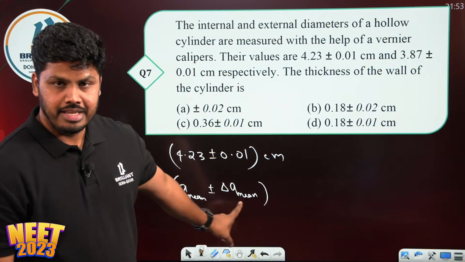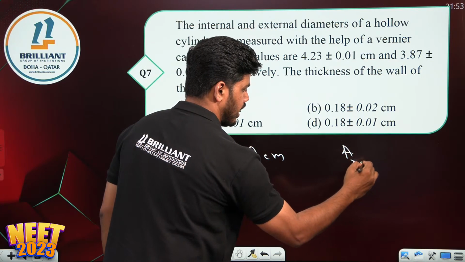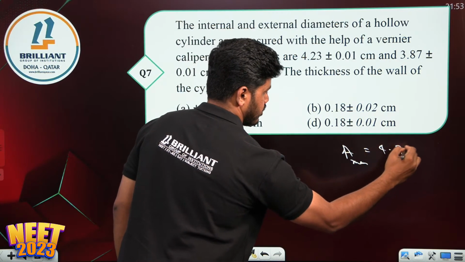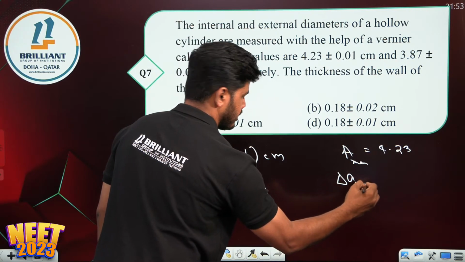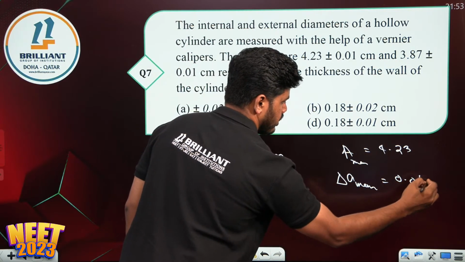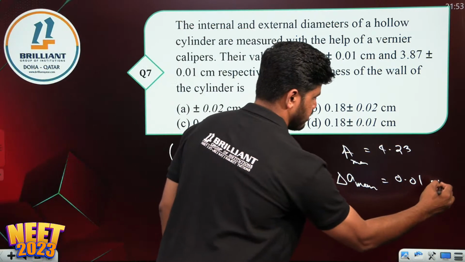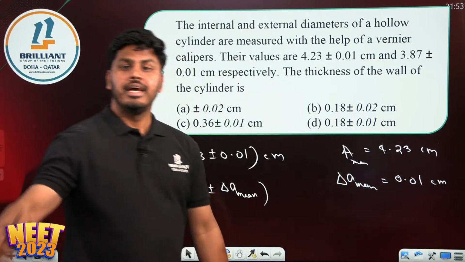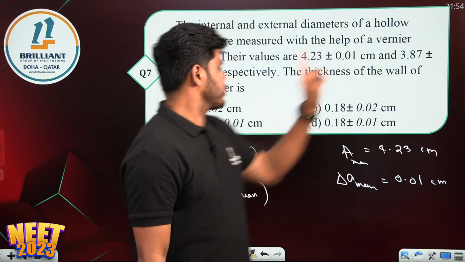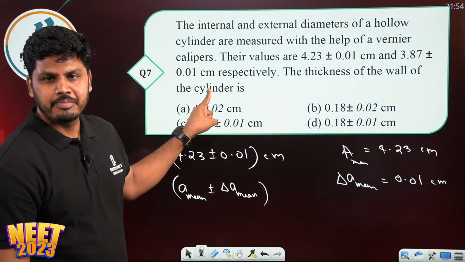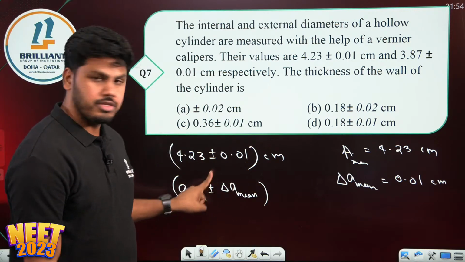A mean plus or minus delta A mean. So what is your A mean value here? The average, or true value, of the measurement is 4.23. And what is the error? Delta A mean, the error in the measurement, is going to be 0.01. Sorry, not meters. The unit is given as centimeters. Look at the second value given. One more value given in the question: 3.87 plus or minus 0.01. We have two values given in this format.